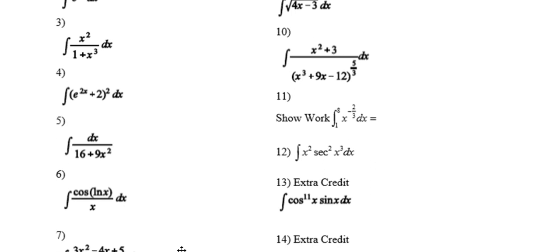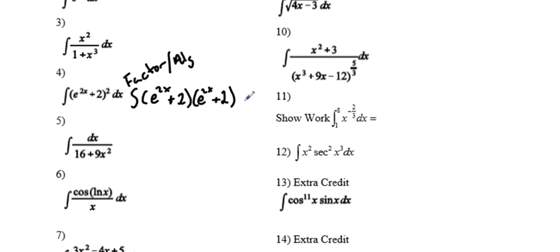Number 4, a lot of times students don't know how to do this one because it's saying, well, what am I going to use for U substitution? The first thing you want to do right here is you want to factor and use algebra. Okay, what I mean by that is that you want to take this expression, e to the 2x plus 2, and you want to multiply that by e to the 2x plus 2.